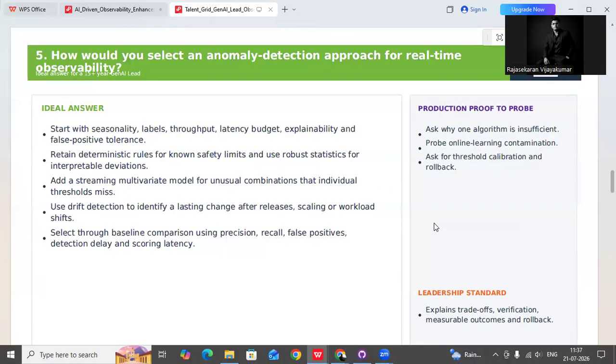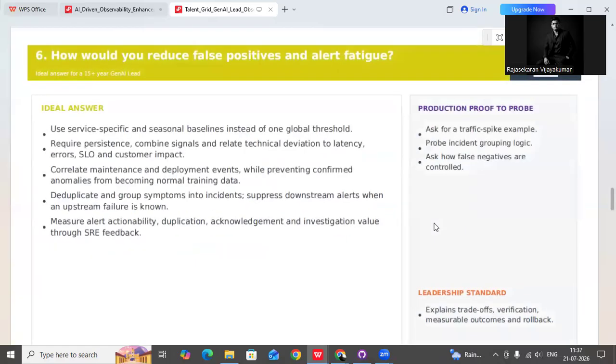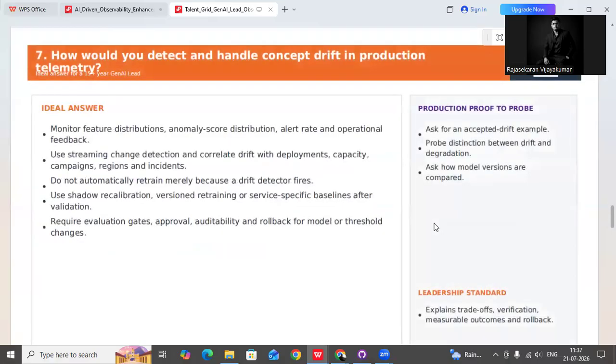Anomaly detection. No, this one I am not sure about. Okay, let's get to the next one. How would you reduce false positives and alert fatigue? No, no idea. How would you detect and handle concept drift in production telemetry?